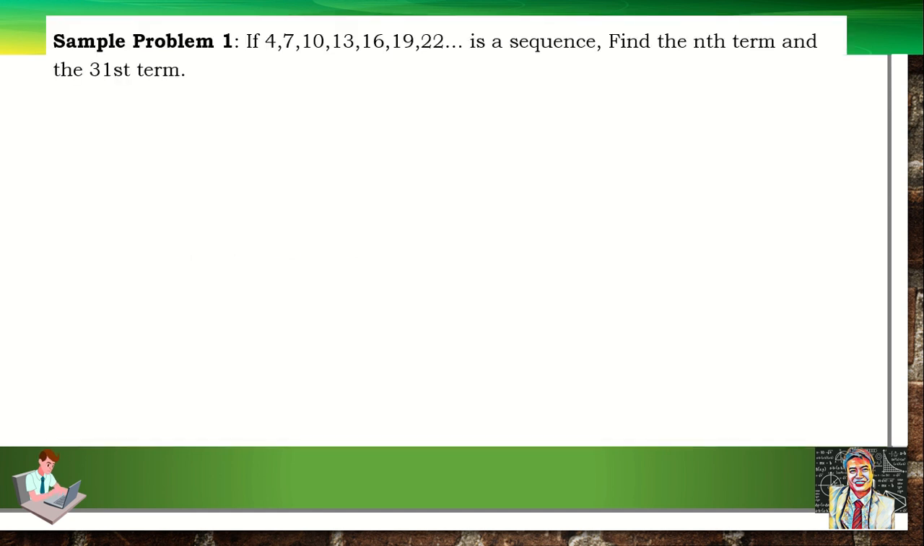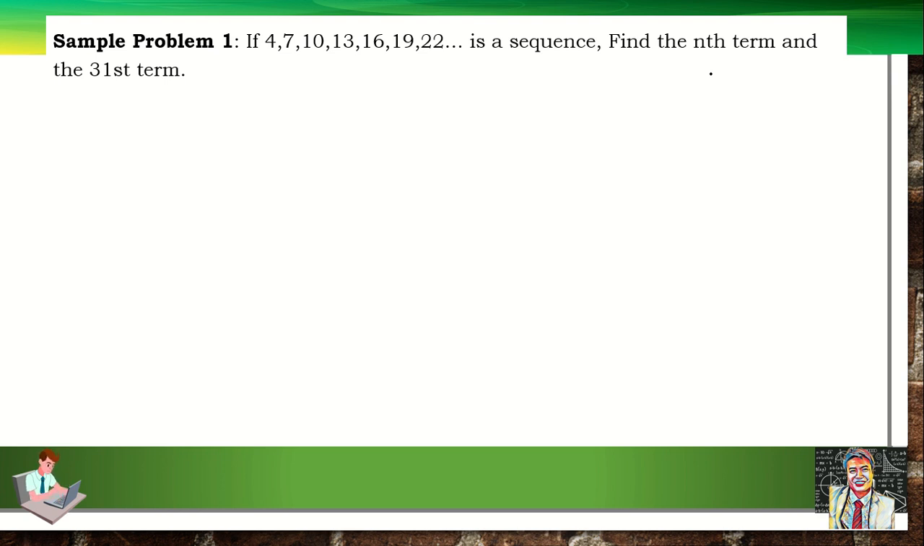Tayo sa example. This example number 1. If 4, 7, 10, 13, 16, 19, 22, ellipsis is a sequence. So based by observation, a pattern of numbers, okay, sequence siya, find the nth term. So, alamin natin ano yung formula to determine the certain nth term and the 31st term.